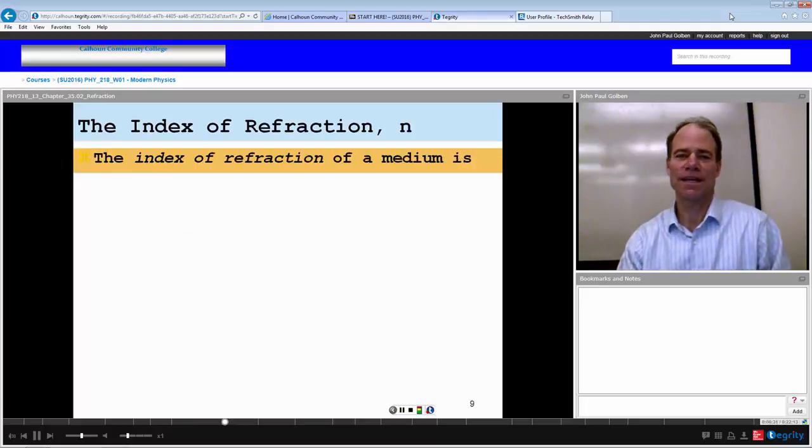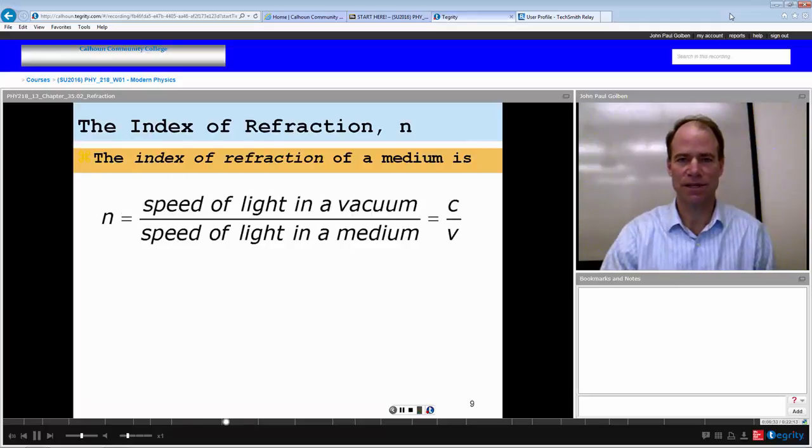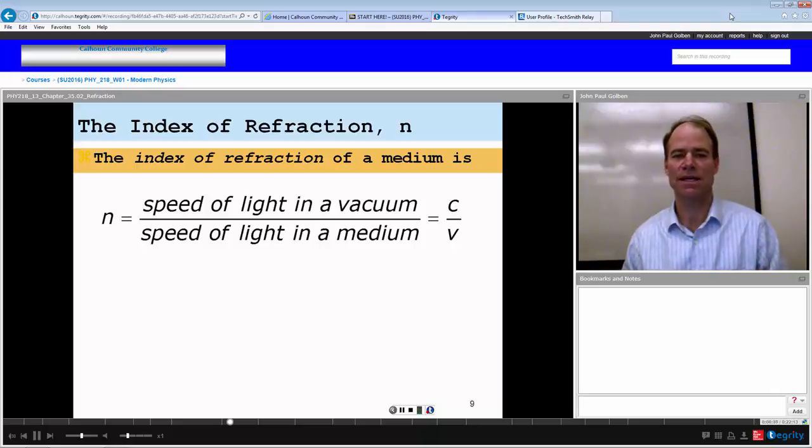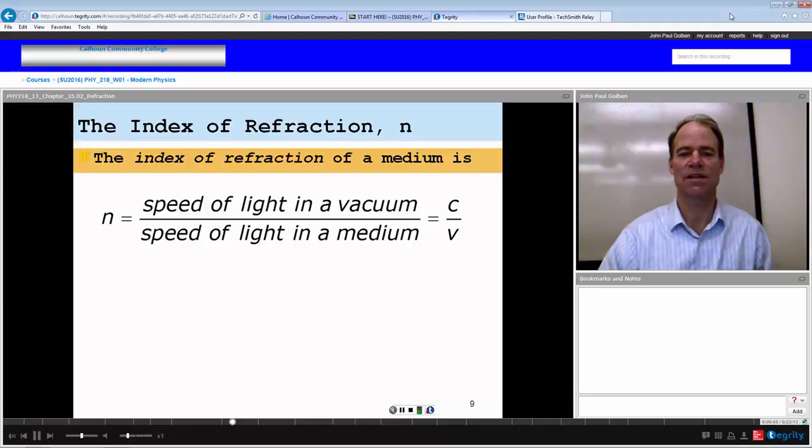We define the index of refraction of a medium as being equal to the speed of the light in a vacuum, which is its fastest speed, designated by c, 3 times 10 to the 8 meters per second, divided by the speed of the light in the medium itself, which will be somewhat less than the speed in a vacuum.